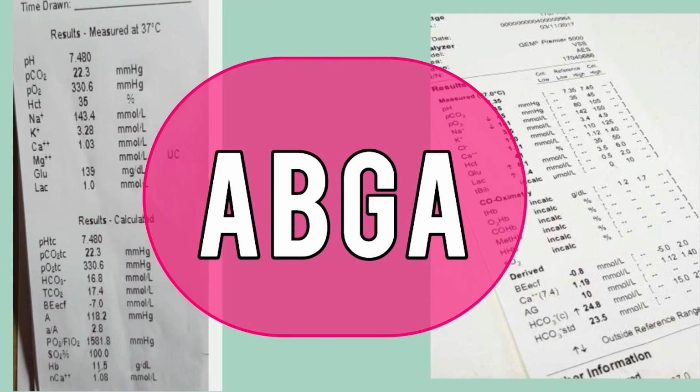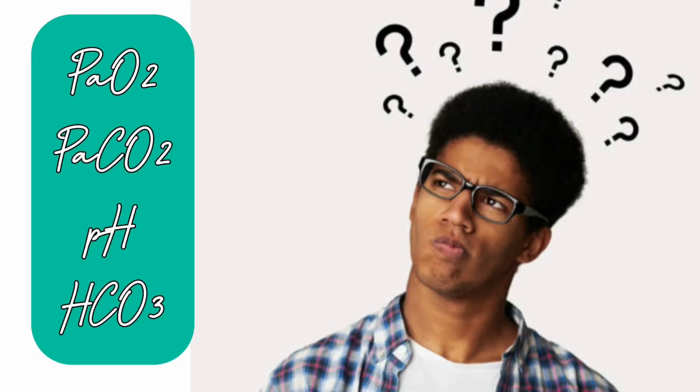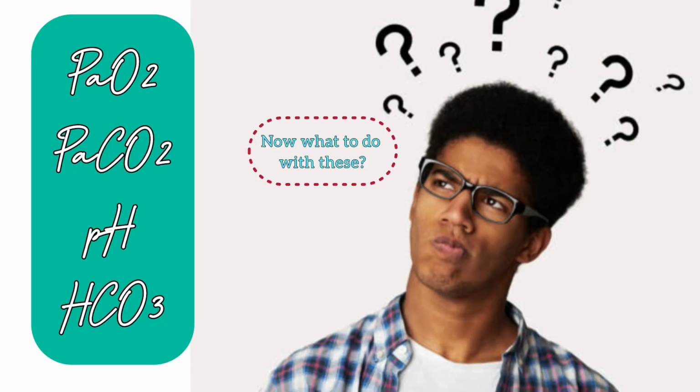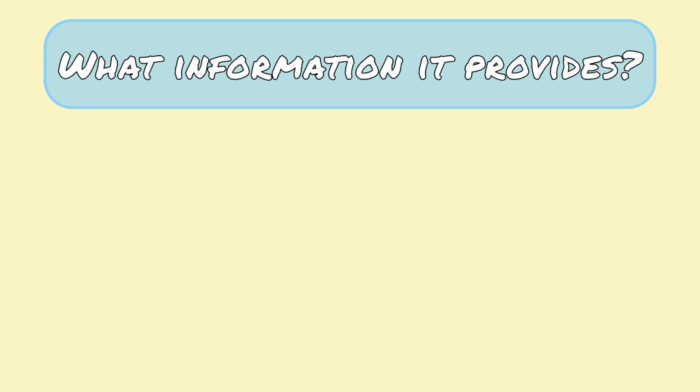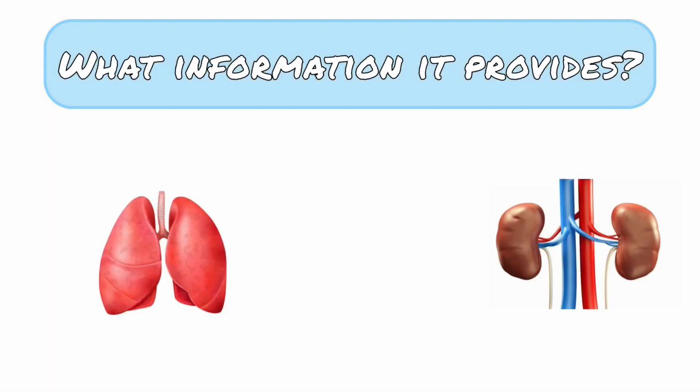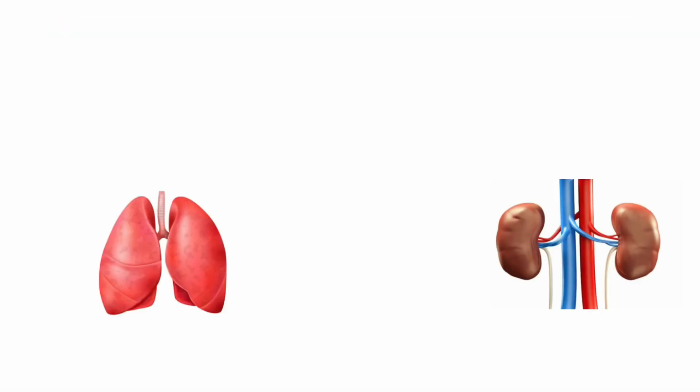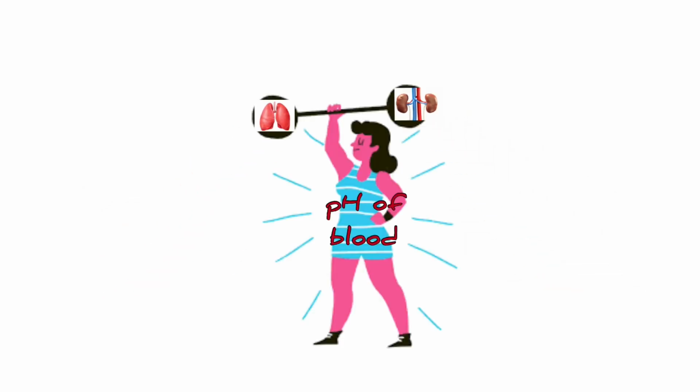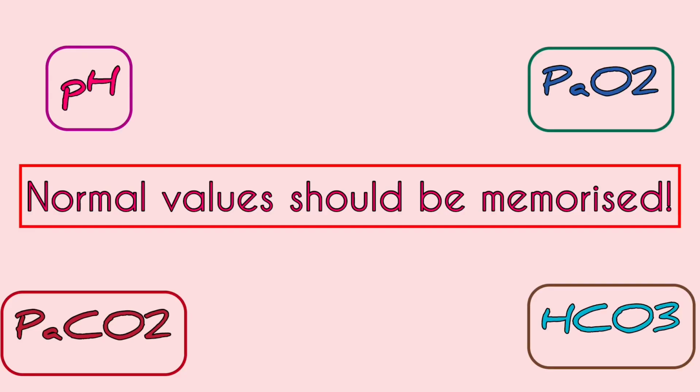ABGA presents itself with a set of few numbers which need to be interpreted as one result. It tells us about the activity in two systems, respiratory and metabolic. If one is disturbed, then the other one tries to restore the balance. Both are basically concerned with keeping the pH in the normal range. It is very important to remember their normal values so that we can interpret them correctly.